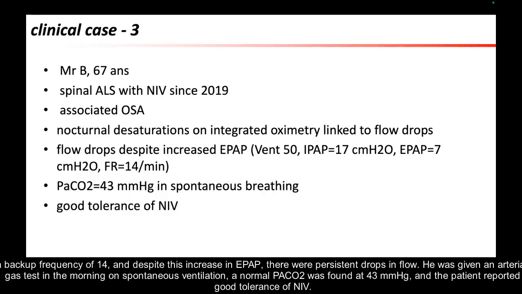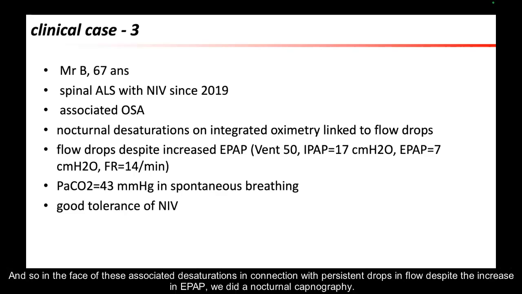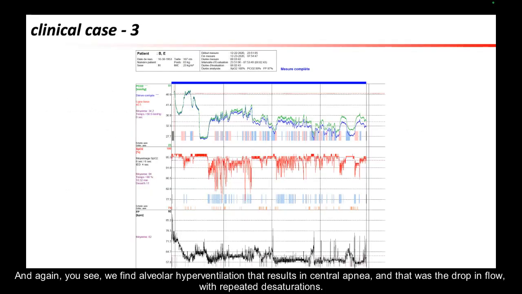He was given an arterial gas test in the morning on spontaneous ventilation. A normal PaCO2 was found at 43 millimeters of mercury, and the patient reported good tolerance of NIV. And so in the face of these associated desaturations in connection with persistent drops in flow despite the increase in EPAP, we did a nocturnal capnography. And again, you see, we find alveolar hyperventilation that results in central apnea. And that was the drop in flow with repeated desaturations.